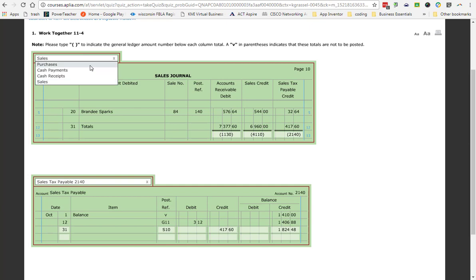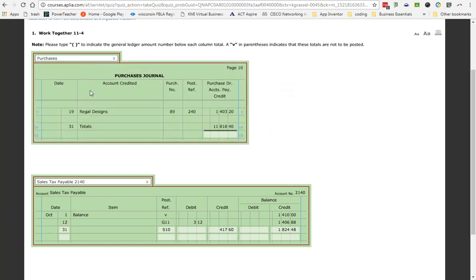Let's open up purchases and do exactly the same thing. This one is a little tricky, and the reason it's a little tricky is notice my heading on purchases. It says what? Purchases and accounts payable. I have to post this number twice because the heading says purchases DR, which stands for debit, and then it says accounts payable credit. So I have to put this $11,818.40 in two accounts. That means when I put my account numbers below it, it's going to be one account number slash another account number.